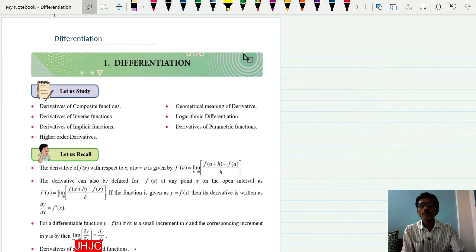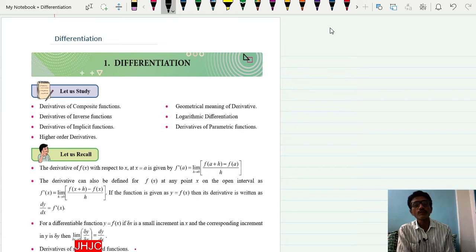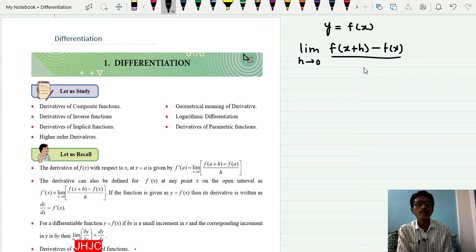So differentiation, let's start differentiation, that is how we define derivative of the function. So derivative of the function we define as: y is equal to f of x is a function. We define derivative of f x with respect to x as limit h tends to 0, f of x plus h minus f x upon h. We have seen this definition in 11th standard.